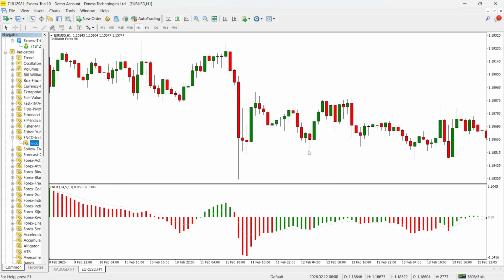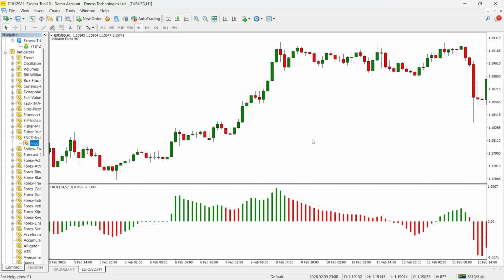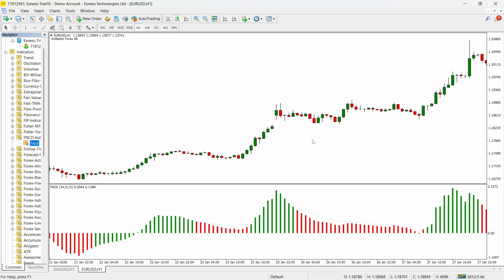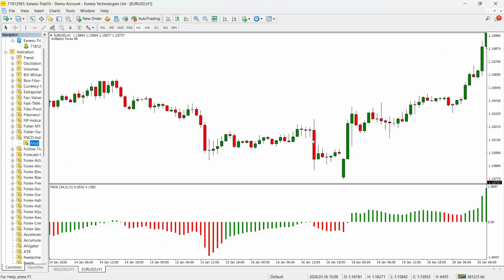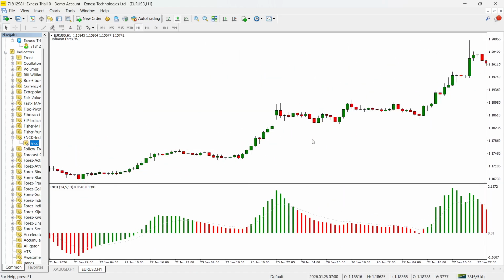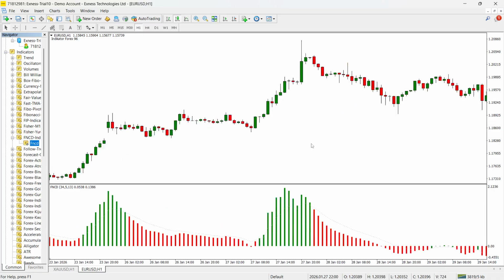So who is the indicator for and what are its limitations? The FNCD indicator is suited to traders who like a simple color-coded histogram view of trend direction and strength rather than more complex multi-line oscillators. It can be particularly appealing for newer traders because its basic rules, green bars above zero in an uptrend and red bars below zero in a downtrend, are easy to understand.